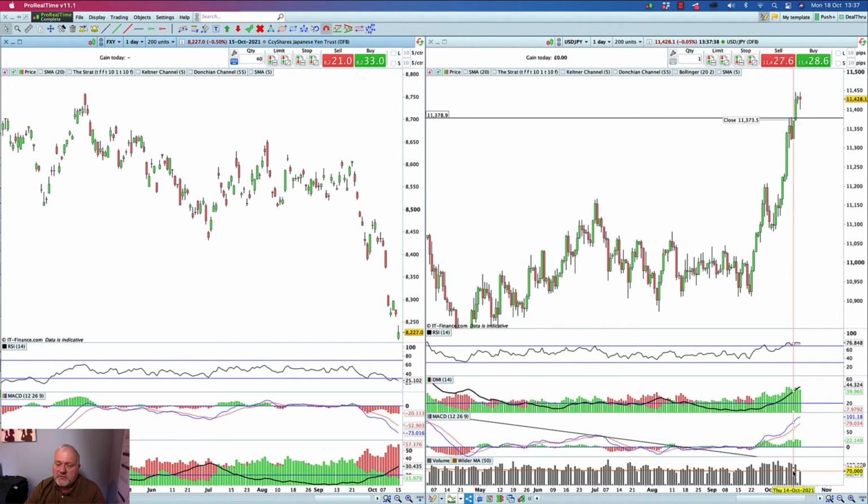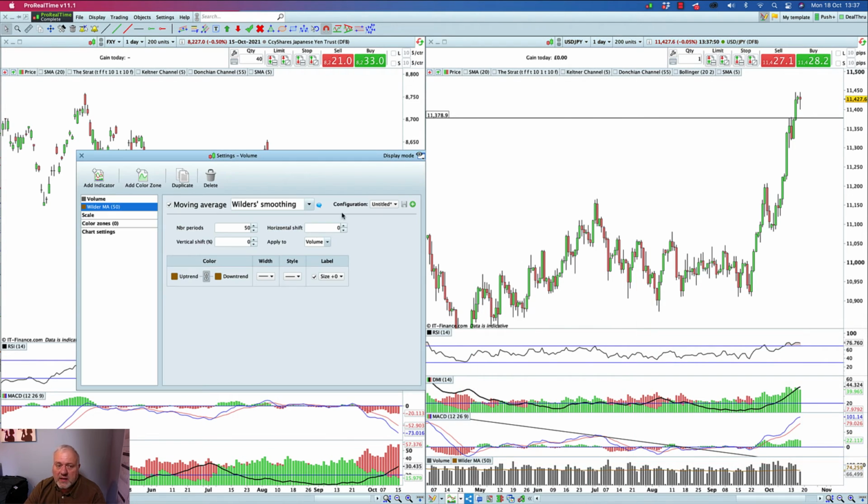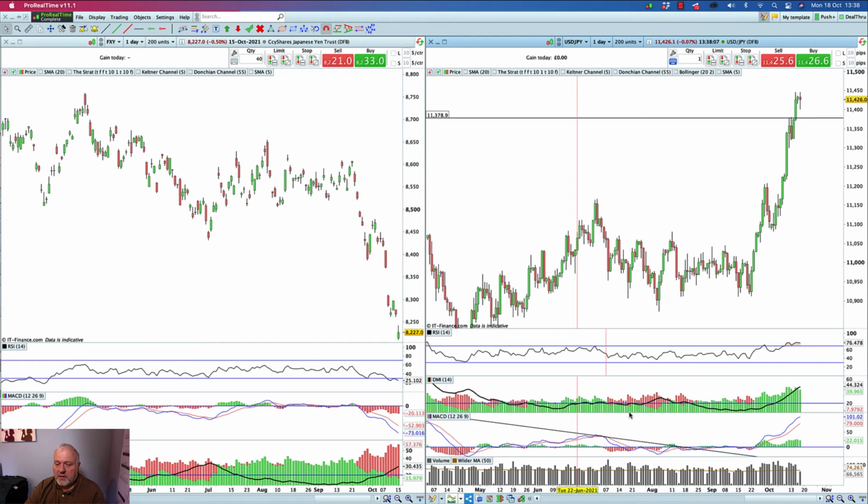Now, the moving average I've got here is the Wilder moving average, and it's a smoothing moving average, but you can change it to whichever one you want. They all pretty much do the same thing. If I switch this to exponential, you'll find it's roughly in the same position. If we go to simple, there's not a lot of change in it. I just use the Wilder smoothing because I want a smoother look on a look back period to see where the volume is.